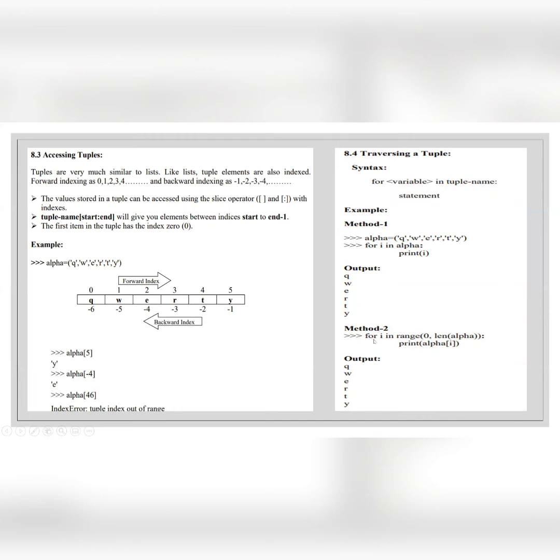There's another method. We can use range also. For I in range 0 to len alpha. Len alpha, as we did in lists also, gives us the length of the tuple. So len alpha, here the length is 1, 2, 3, 4, 5, 6. 6 elements. The length is 6. So it will run from 0 to 6. You can also see my video for and while loop, which I have already covered in one of my videos, to understand this better.